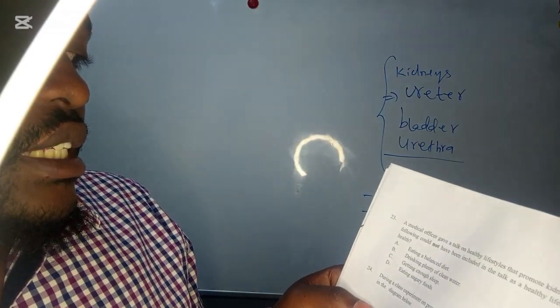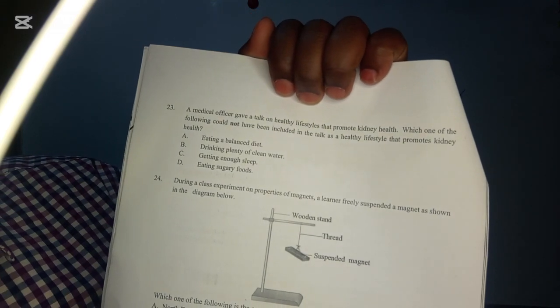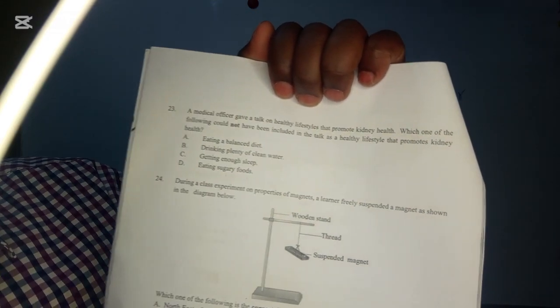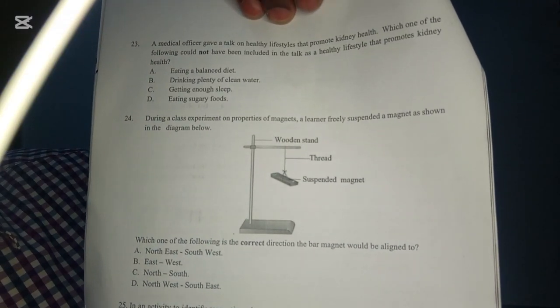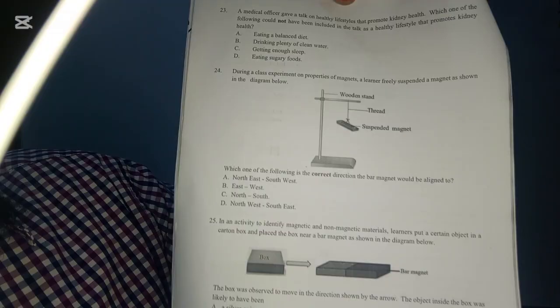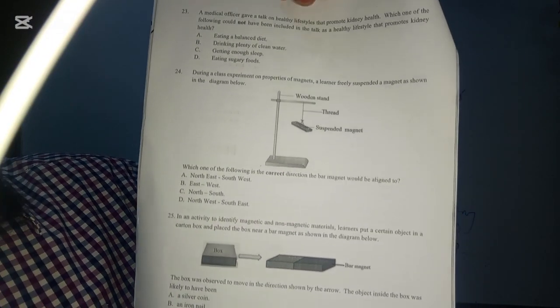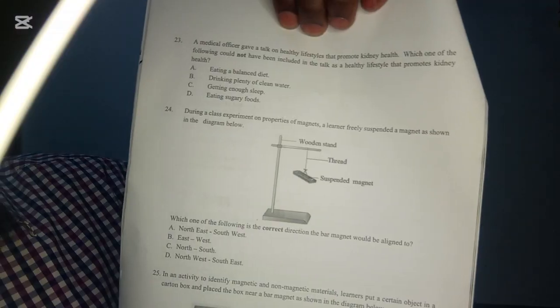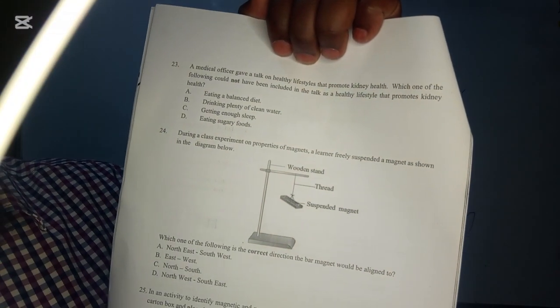During a class experiment on properties of magnets, a learner freely suspended a magnet as shown in the diagram below. So this learner freely suspended this magnet. Which one of the following is the correct direction the bar magnet would be aligned to? So you leave a magnet and it will align itself in which direction?